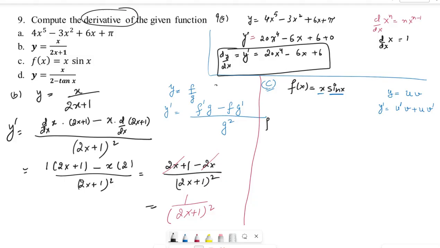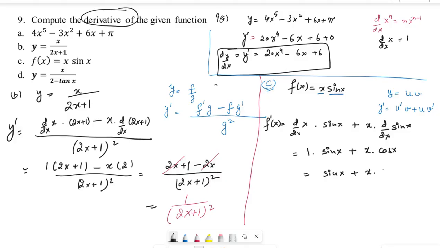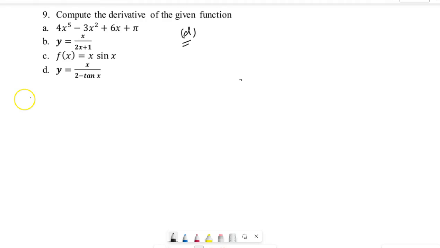So let's find the derivative. Derivative of the first function, that is x, times sine x as is, plus first function as is times derivative of sine x. Derivative of x is 1 times sine x plus x times derivative of sine, you guys remember, cosine x. So the answer can be simply written as sine x plus x cosine x. Okay, there's one last. Let's work on part D.